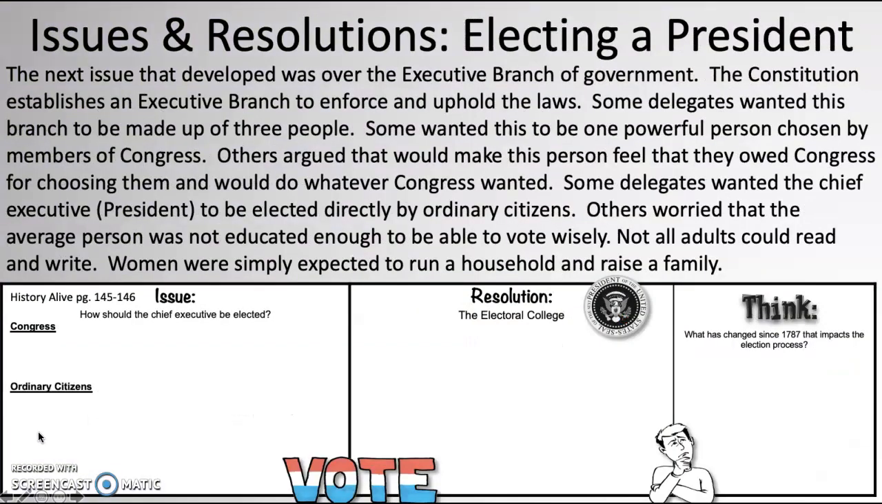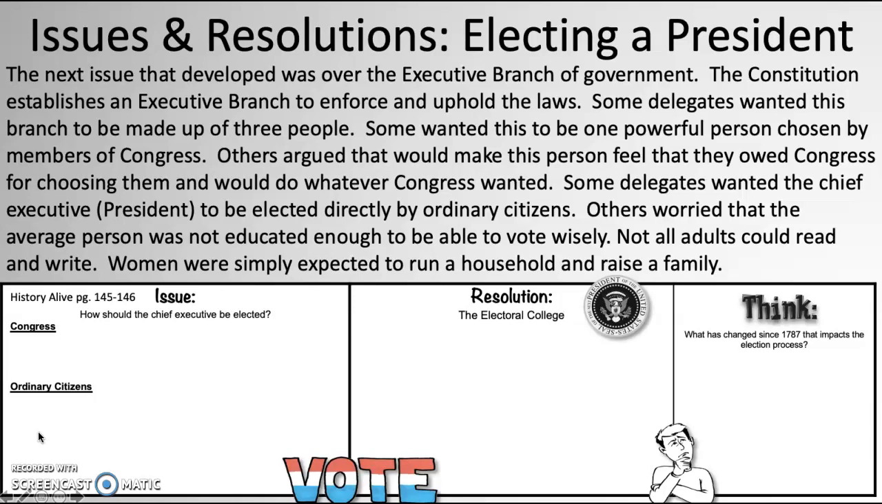All right, the last issue that they fought over as they're deciding this is going to be over the executive branch or the president. Okay, the Constitution establishes an executive branch to enforce and uphold the laws. Some delegates wanted this branch to be made up of 3 people. I can't even imagine trying to vote for 3 presidents. Some wanted this to be one powerful person, but they wanted it to be elected by members of Congress. So the people would vote to send their representatives to Congress, and those representatives would then choose the president.